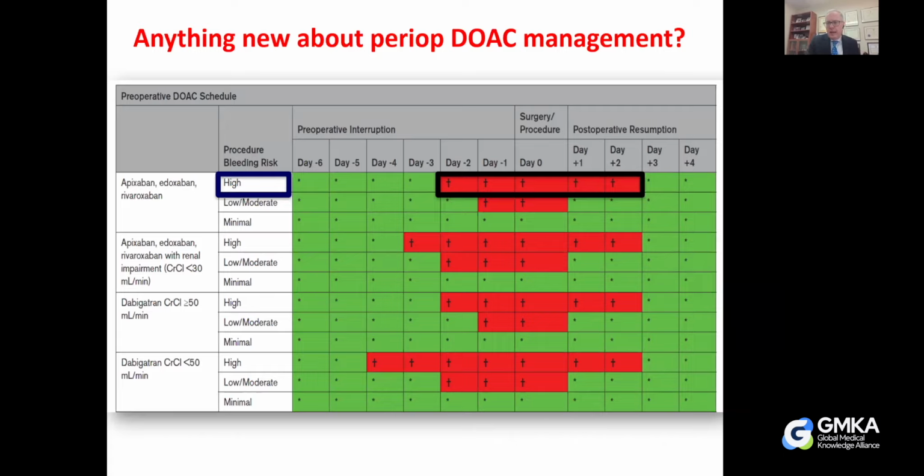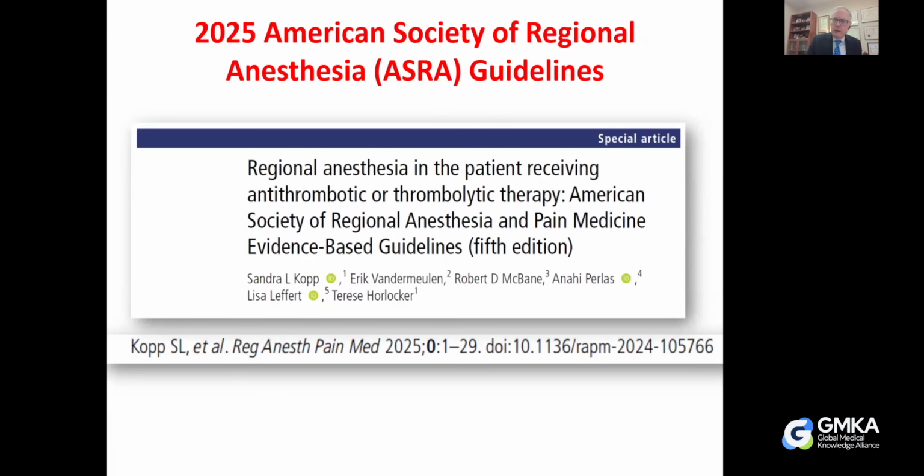Now, if you're an anesthesiologist, you may also be looking to guidelines from anesthesia societies. And what are these? Well, there's the American Society of Regional Anesthesia and its European counterpart, the European Society of Regional Anesthesia, and they've recently published some guidelines on the same issue. So what do they say? Is it similar or different than the other guidelines that I've told you?